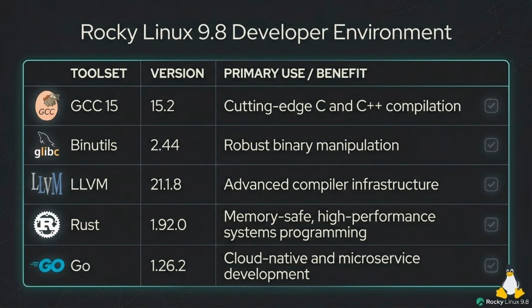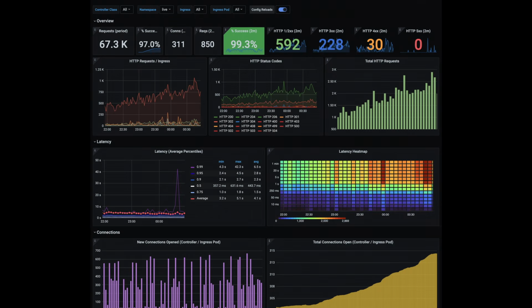It means you can write modern code using the latest language features without sacrificing the bulletproof stability of a Rocky Linux base. They've also updated a massive suite of performance tools and debuggers to help you troubleshoot your code and track system health. We're talking GDB 16.3, Valgrind 3.26.0, SystemTap 5.4, and elfutils 0.194.